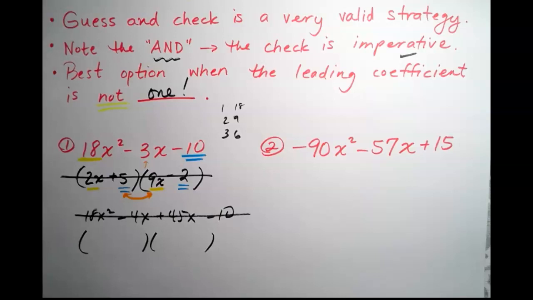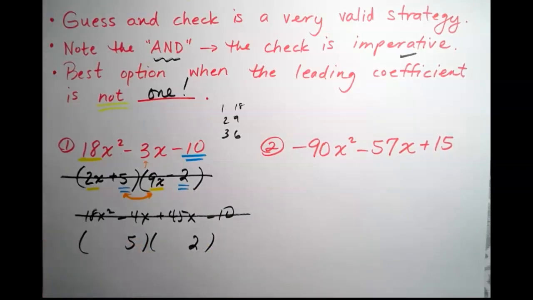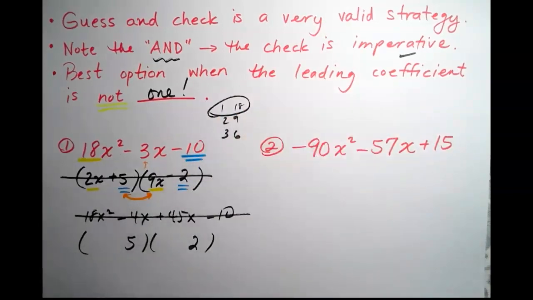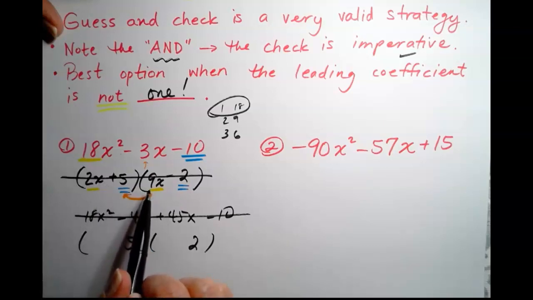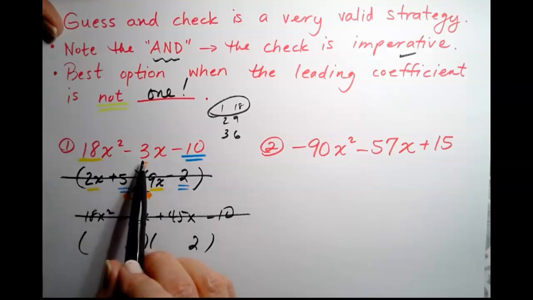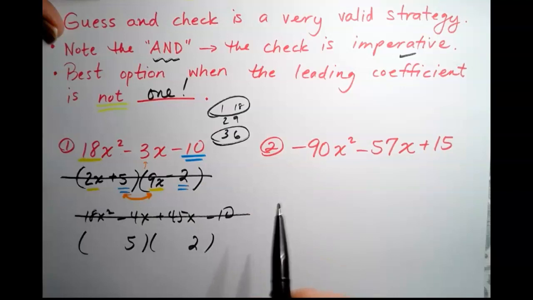So negative 10 is definitely a 5 and a 2. It's almost never the 1 and the 18 or the 1 and the 10. It's almost always something a little more towards the middle. Now, 18. We tried 2 and 9. 9's a large number, so when it mixes with the 2 or the 5, it takes us somewhere far from the 3. That's why the 3 and the 6 make more sense.